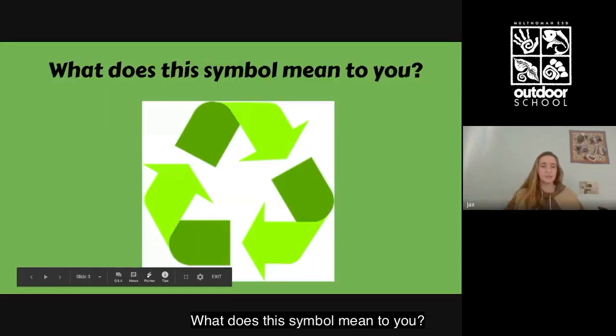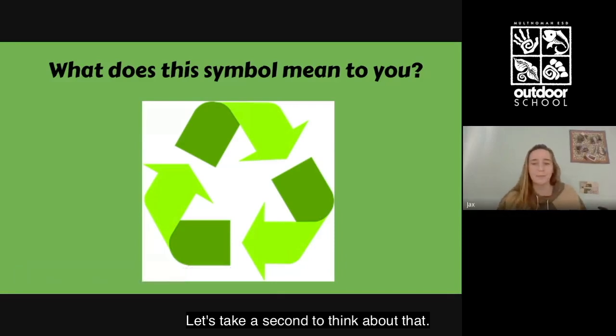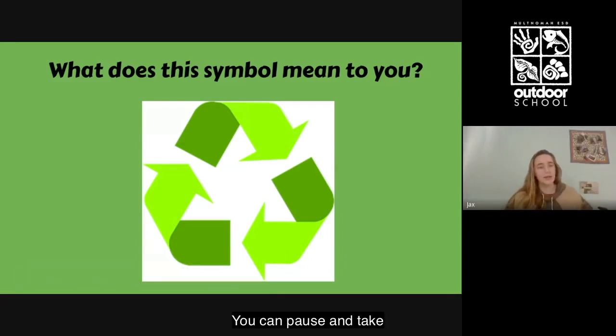So what does this symbol mean to you? Let's take a second to think about that. You can pause and take however much time you need. So this is the universal recycling symbol.